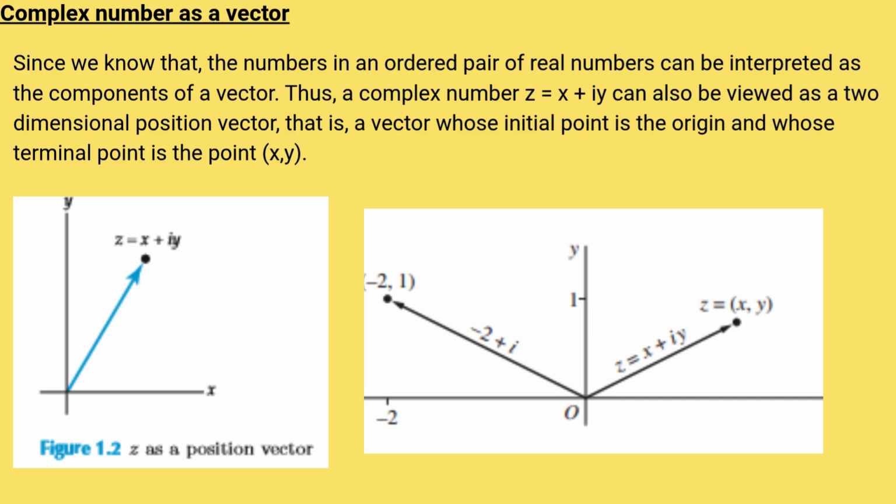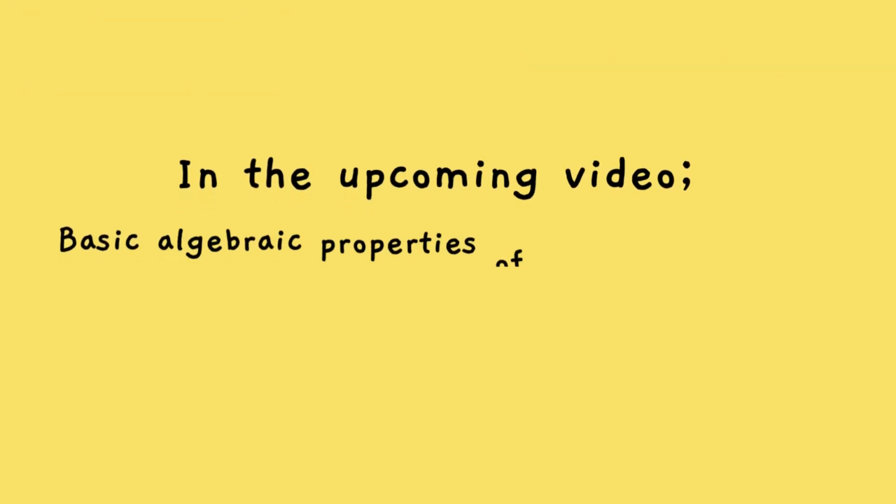So these are the three basic definitions of a complex number, three ways to represent a complex number. In the upcoming video, we will discuss the basic algebraic properties of complex numbers.